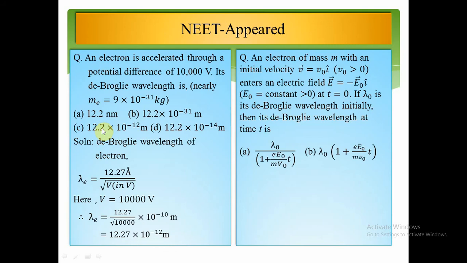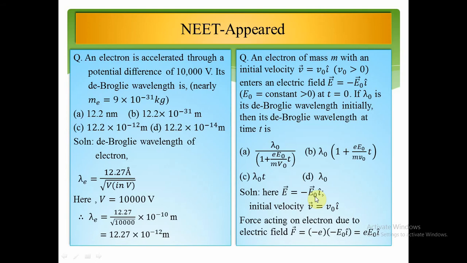The options are, the first option, lambda naught divided by 1 plus E naught divided by m v naught into t. Second option, lambda naught into bracket 1 plus E naught divided by m v naught into t. Third option, lambda naught into t. Here the given terms are vector E is equal to minus E naught into i cap, and the initial velocity is vector v is equal to v naught i.